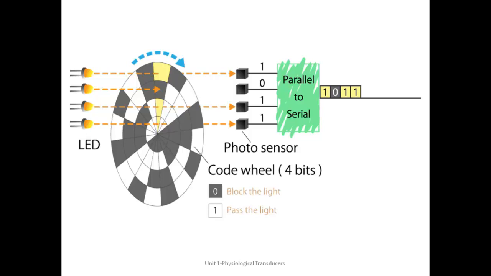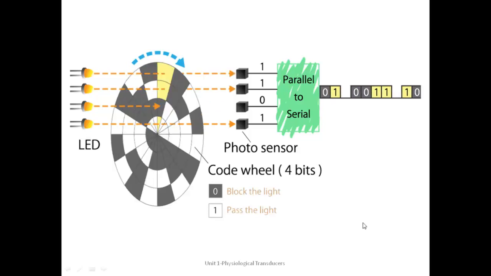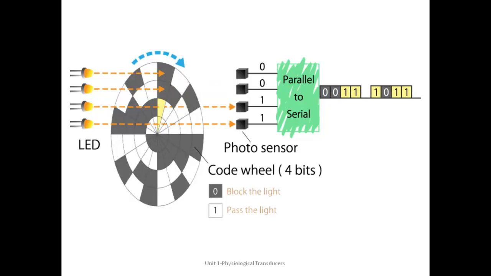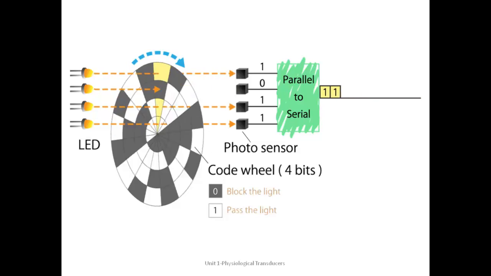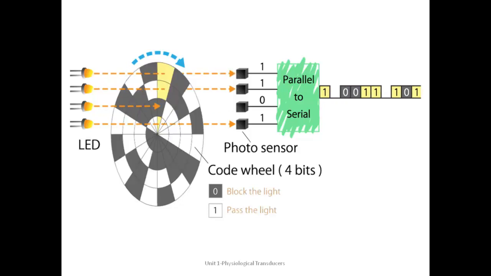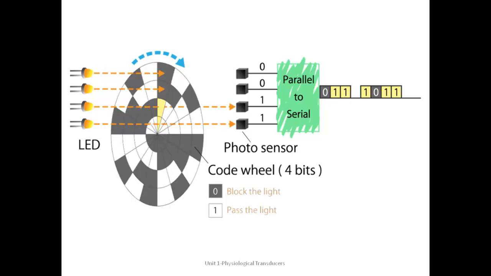Here you can see in this video that as there is an angular movement taking place, the binary number that you get changes. Then it is converted from parallel to serial and transmitted in terms of some binary number. So this is the absolute optical encoder. It gives you the value of absolute displacement in terms of some angle.